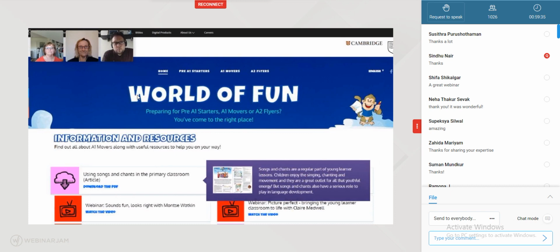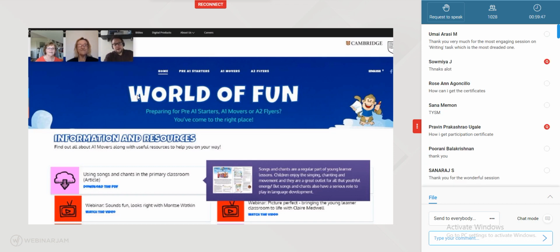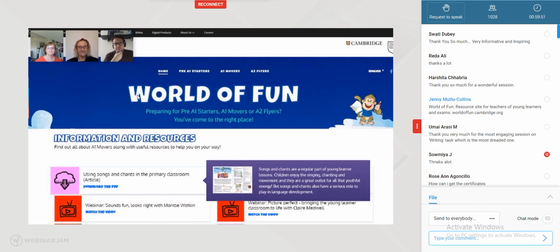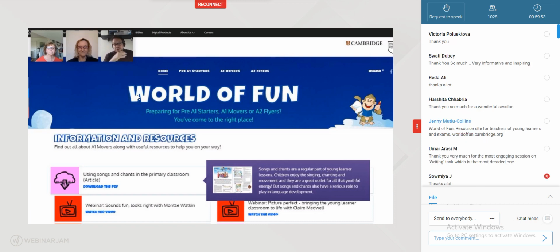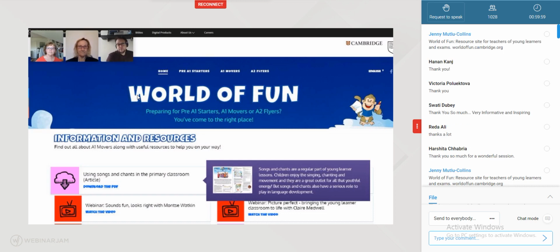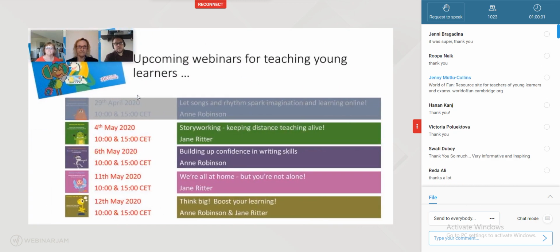Just to quickly say, our World of Fun teacher support site for young learner exam preparation is still very much active with new stuff going on all of the time. We've just added some new posters, for example, that you can use digitally, online posters. Again, you can find these on World of Fun. You can find them on our Supporting Every Teacher website as well.